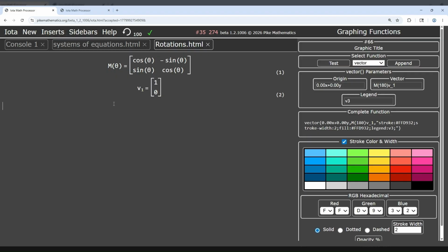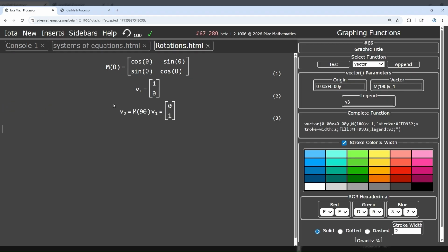All right, so let's say I want to rotate v underscore 1. How would I do that? Let's say I want to rotate it 90 degrees. First, I'm going to call this new function v underscore 2, and I'm going to say it's equal to m of 90 times v underscore 1. There you go. So when you rotate v1 90 degrees, you basically get the y unit vector.